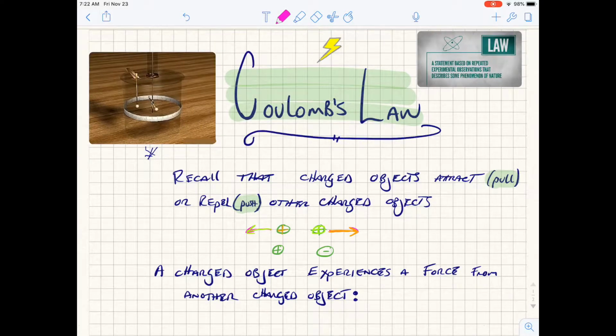Charges that are dissimilar experience a force.